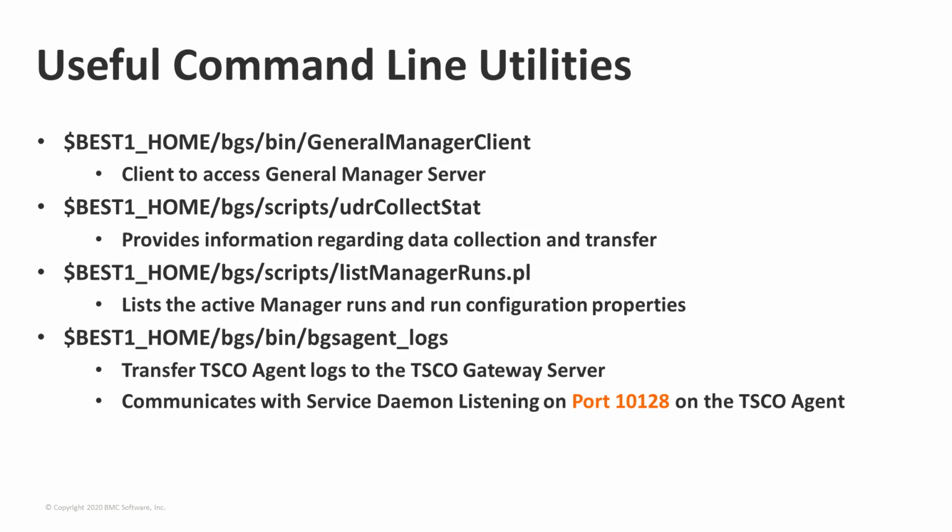The list manager runs command lists each scheduled manager run and can also extract configuration properties from the vcommands file that defines the manager run. This command with the appropriate flags is a quick way to map each manager vcommands file to its active manager output directory on the gateway server. Finally, when debugging data collection or data transfer problems, it will often be useful to have access to the TSCO agent-side log files, and it may be difficult to obtain login access to the machine where they reside. The BGS agent logs command provides a way to stream the log files from the TSCO agent back to the TSCO gateway server, assuming that the service daemon is accessible on port 10128 on the machine.